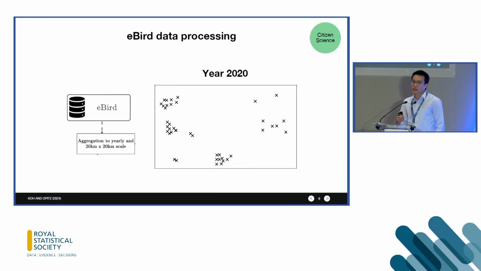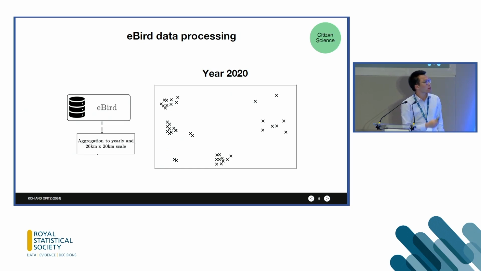How we're going to be using this kind of data is maybe best illustrated with a schematic, just a pictorial example. Let's assume this is the region of interest that we have, a spatial region of interest. We focus on one year, 2020, and let's say all of these crosses are the checklists that were performed in that year.